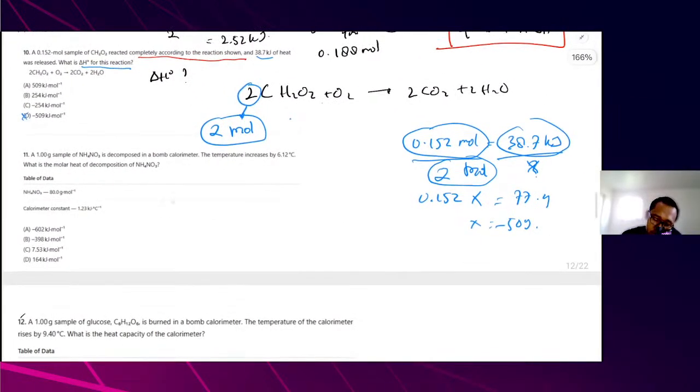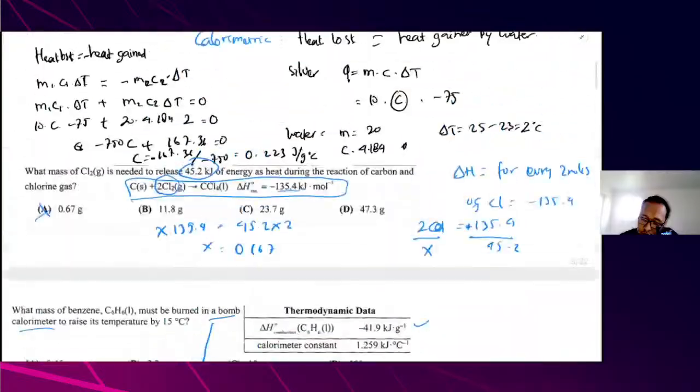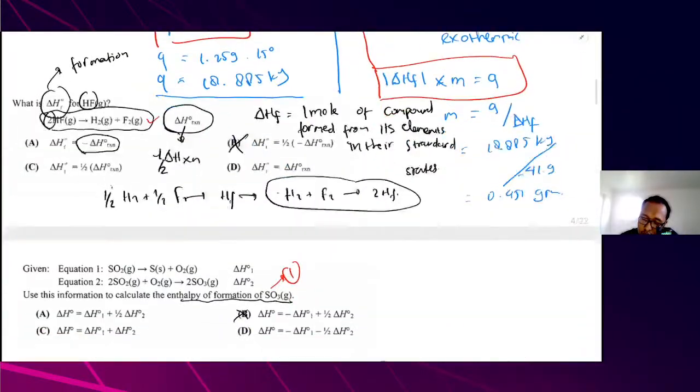Okay, still Q, C delta T, and then delta H. Okay, delta H is kind of like this one should be M, right? And then this one Q. Is this right? Yes.